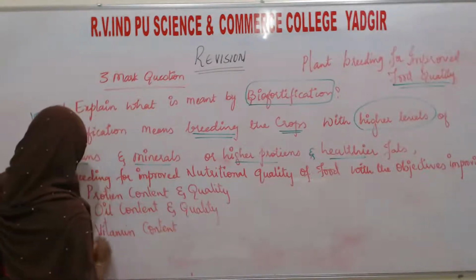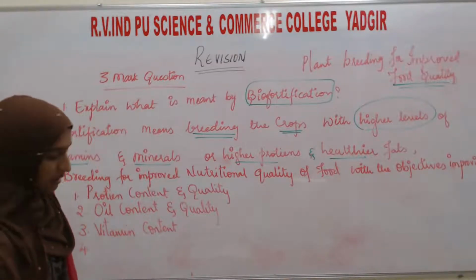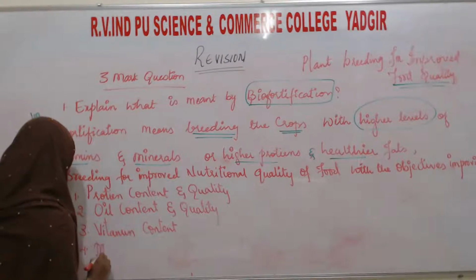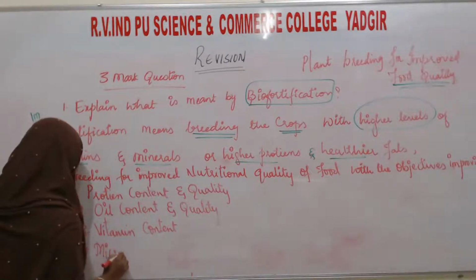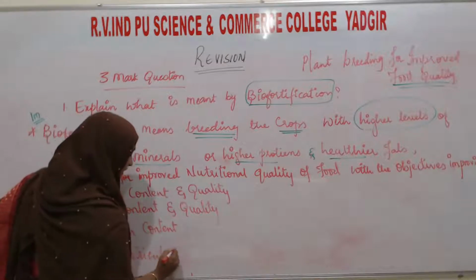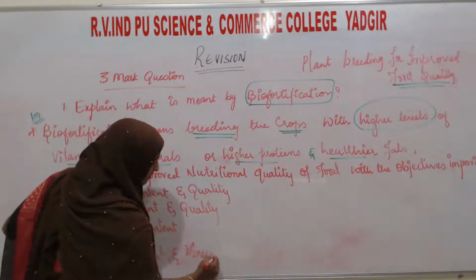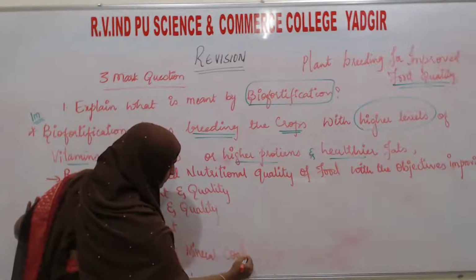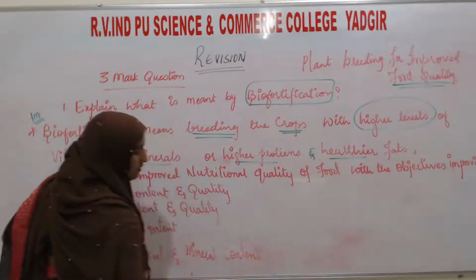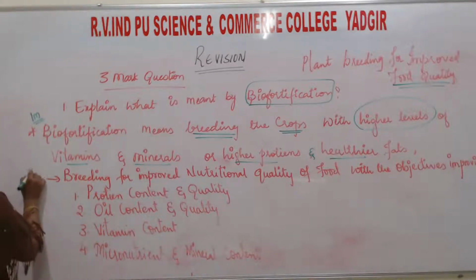And the fourth objective is micronutrient and mineral content. Micronutrient and mineral content. So these objectives will carry 2 marks.